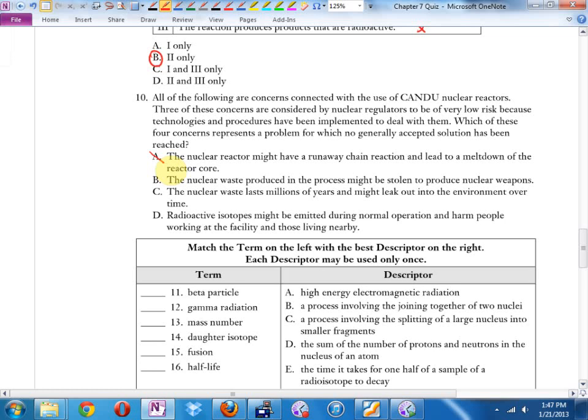The nuclear waste produced in the process might be stolen to produce nuclear weapons. While that's true, we can work around that by just locking nuclear waste up under tight security. The nuclear waste lasts millions of years and might leak out into the environment. That is what we're stuck with. We've got no way around that.